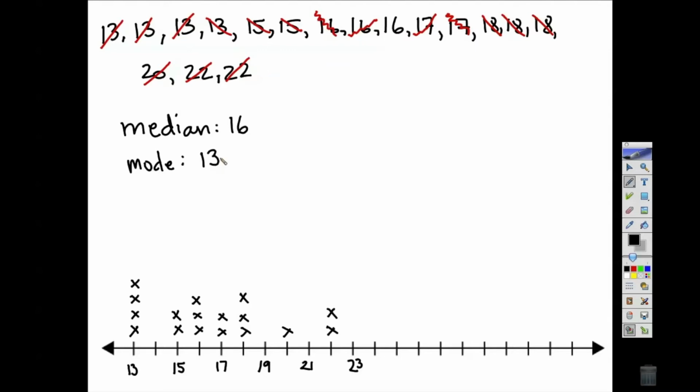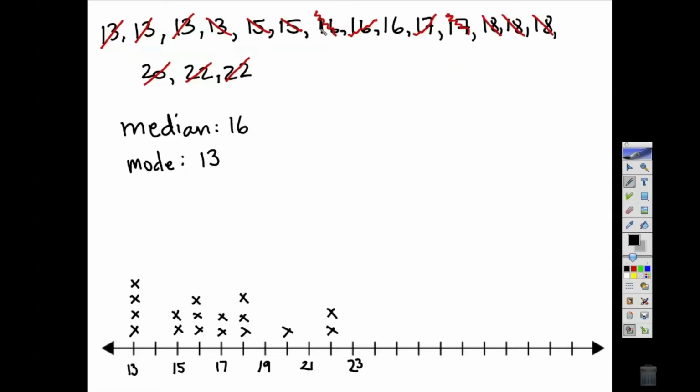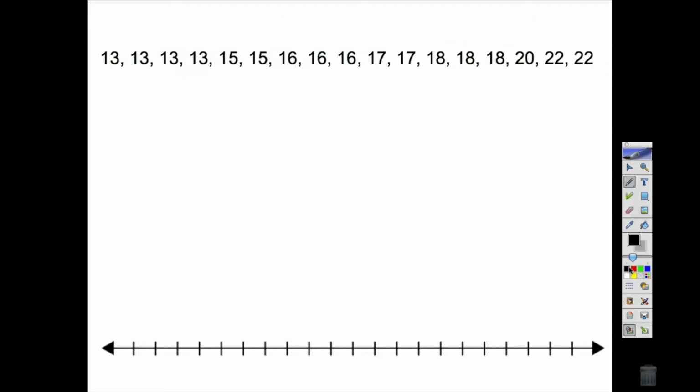All right, so from here, we need to calculate our quartiles. We're going to end up using this data right here, and we're going to do that in our next slide. To find the quartiles, I'm going to be using this same order of data. So let's get started. Here's my data. I'm going to go back. It was the third 16 that was our median.